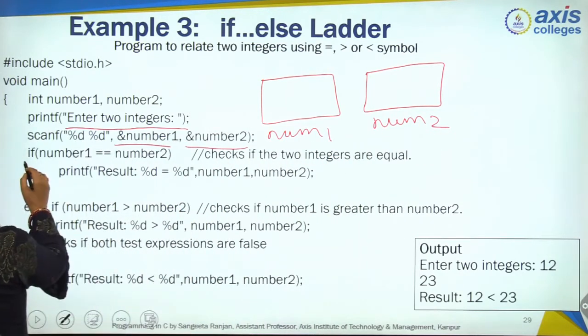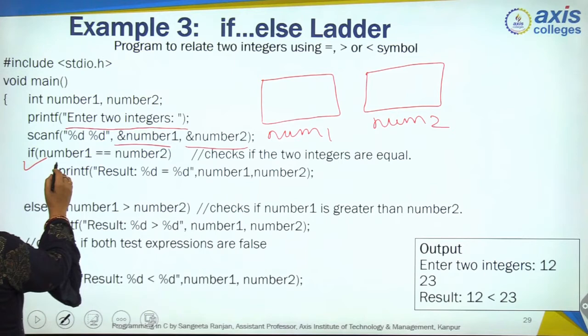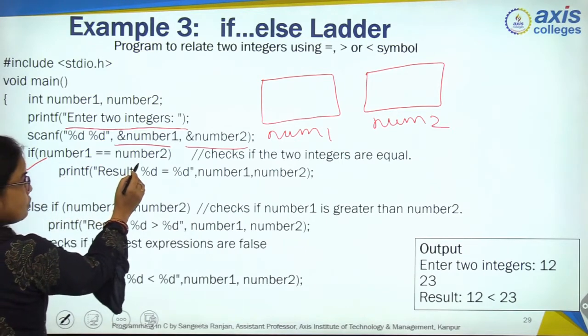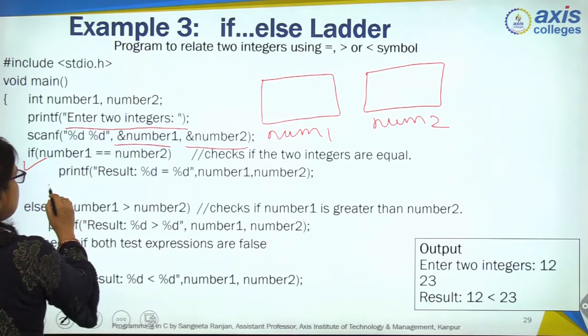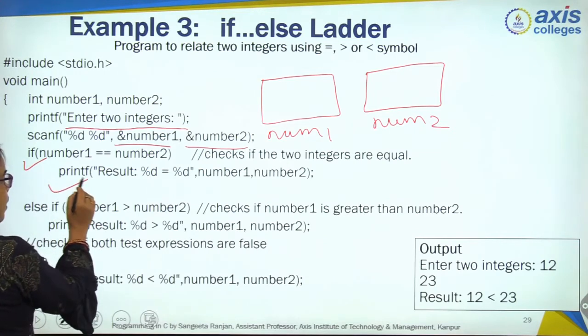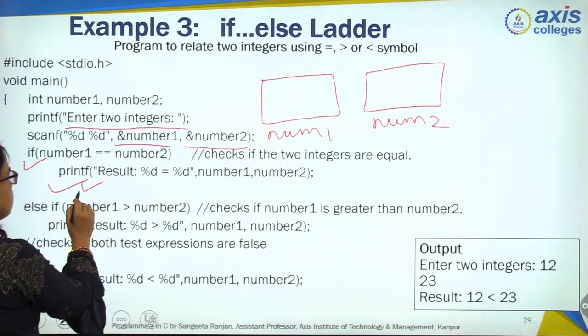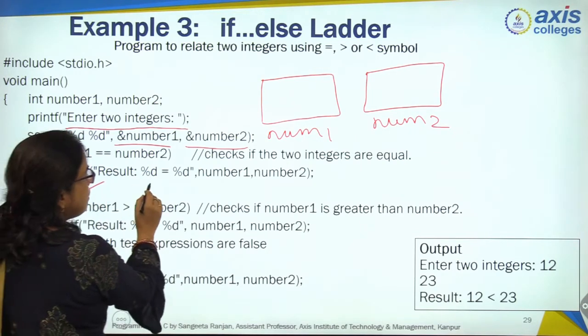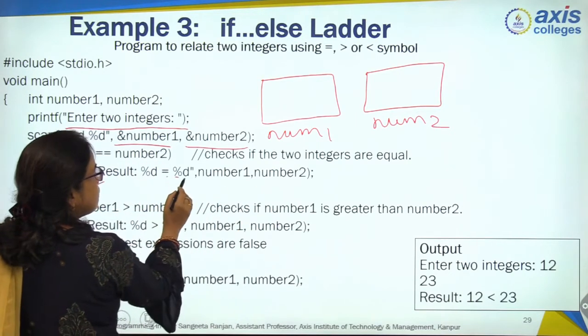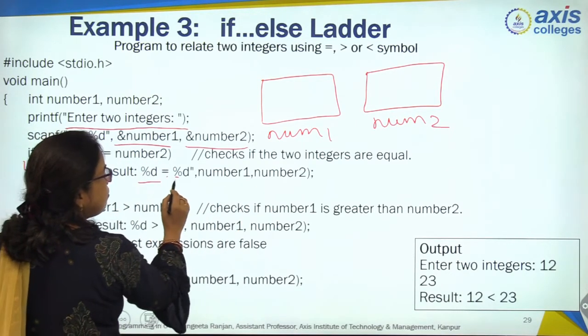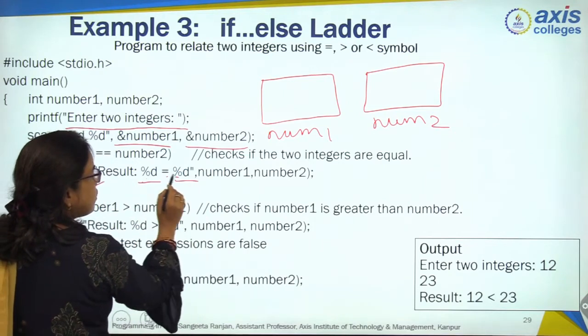Now the if condition will check if number 1 is equal to number 2. If the condition is true, then this portion will be printed. The compiler executes this line, printf result %d equal to %d, that means number 1 will be here and number 2 will be here. Number 1 is equal to number 2.